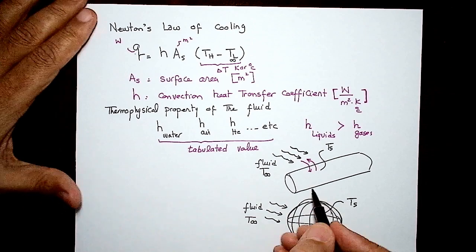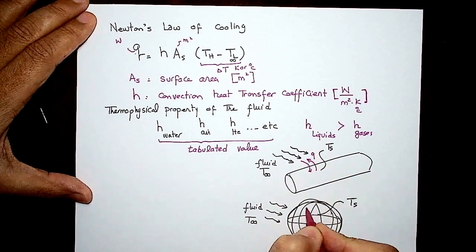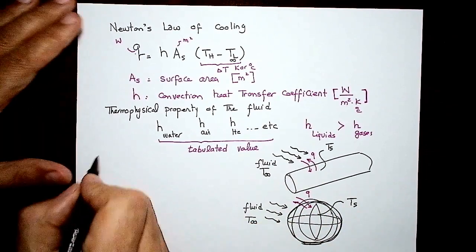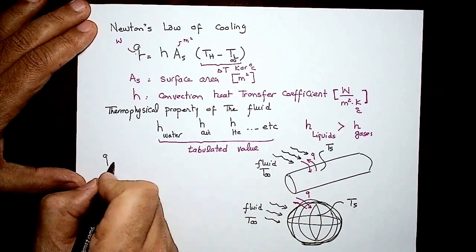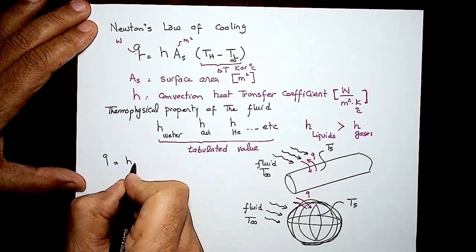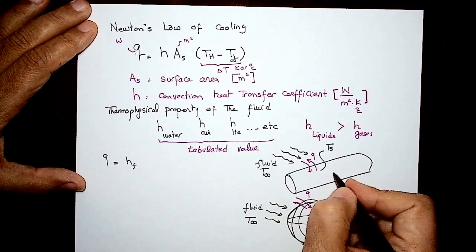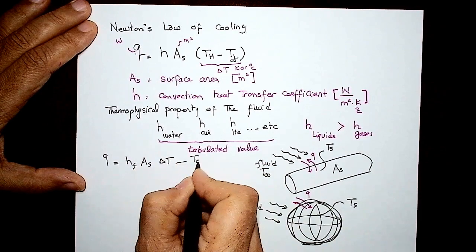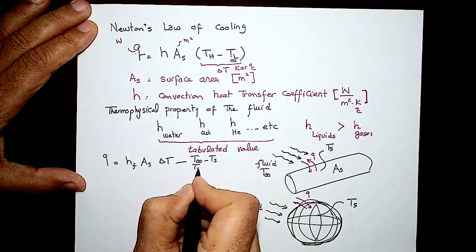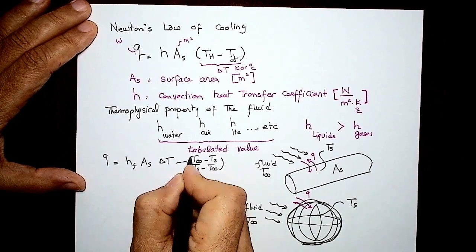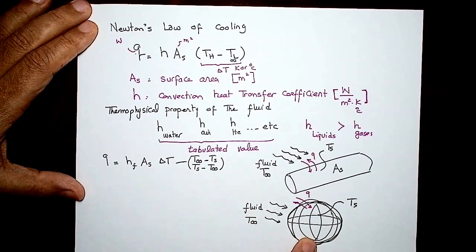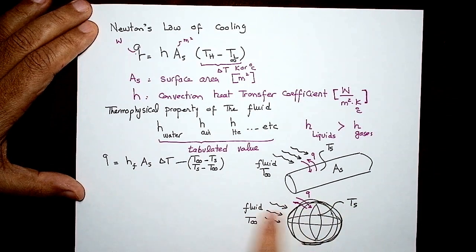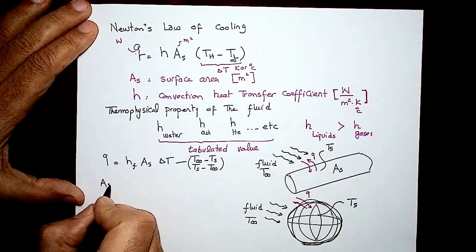So how are we going to calculate Q going out or going into that face? Again, the direction will be determined by which one has a higher value. So Q for that cylinder is going to be H of that fluid, I will call it HF, times the surface area times delta T. Delta T could be T infinity minus T surface, or T surface minus T infinity. I don't care about the sign here. I care about the difference. The same applies for the sphere: H of the fluid, surface area of the sphere, times delta T, depending on which one is greater.